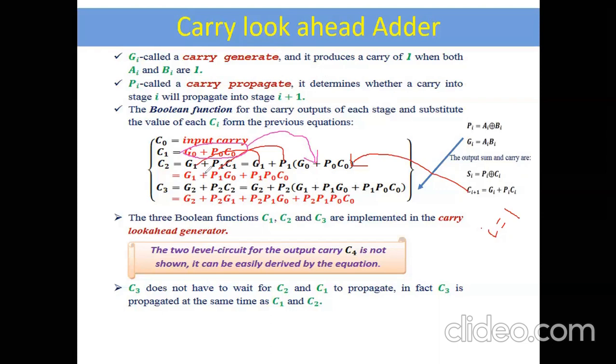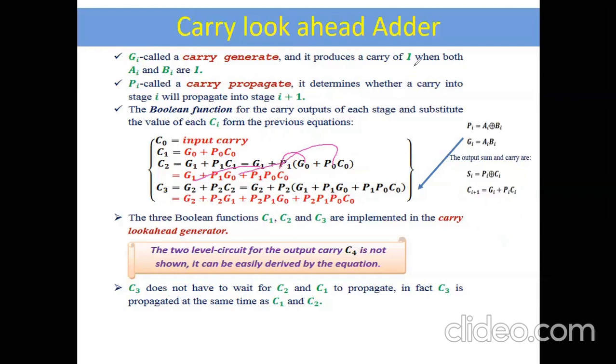Now G1 you write as it is, P1 as it is. This G1 is written as it is, and multiply inside: P1 G0, P1 P0 C0. This is the final equation for carry 2.